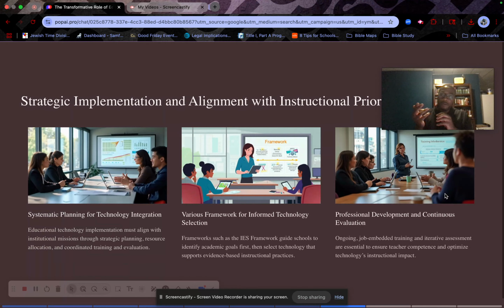As this is going on, if the tool is selected, then there has to be PD and continuous evaluation of whether that product is effective and whether we're using it effectively. So there's a difference. Again, we want to make sure that we're using it effectively, but we also want to make sure that it is effective when we do use it.